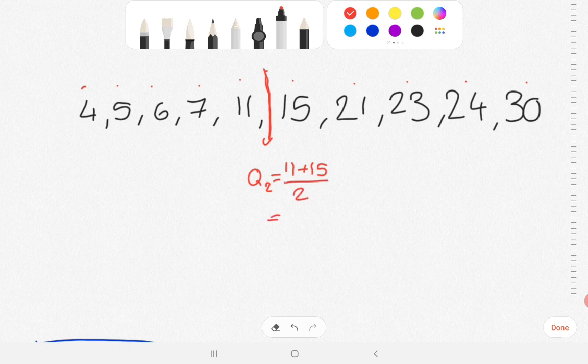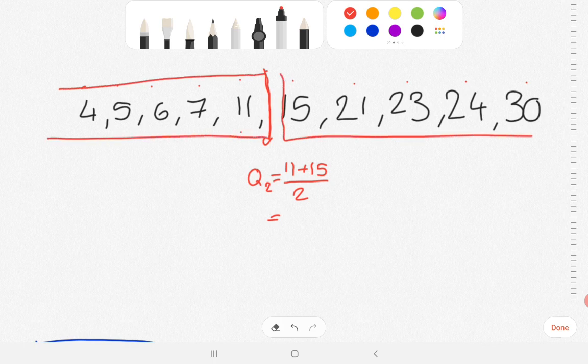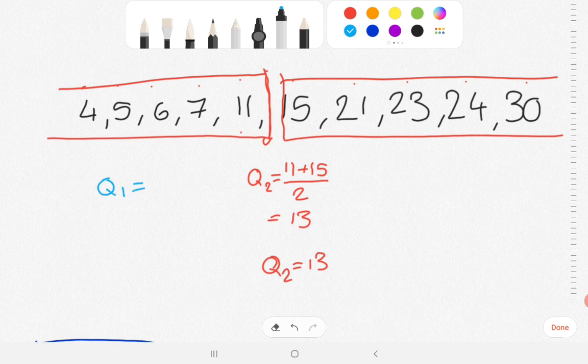Okay, so we've got 11 plus 15 in this case. We're adding together the number here at the top and the number here at the bottom. Okay, so 11 and 15 is 26. Half of that is 13. So our Q2 or our median is 13. Okay, now from there we need to find the middle number of the bottom half, the lower half, to get our Q1. Okay, now we're fortunate in this case, we still include this 11.